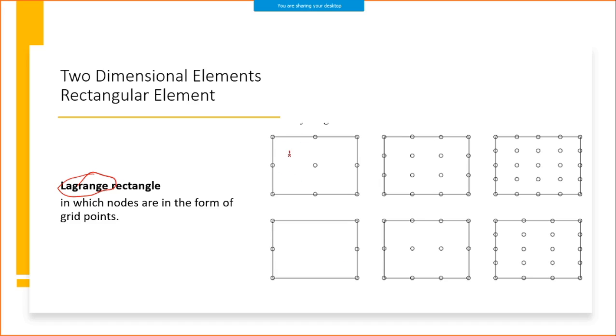So this is one way, this is a first order. This is a second order, with maybe 3 points. Sorry, this is the first order, and then this is the third order. Like this, you can go on increasing, and these are the points through which we can represent a rectangle.